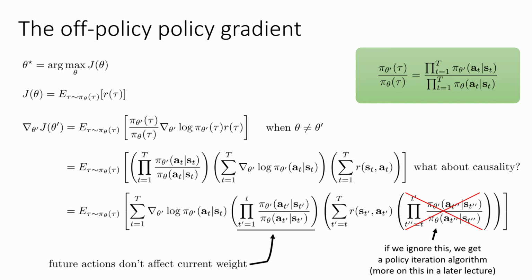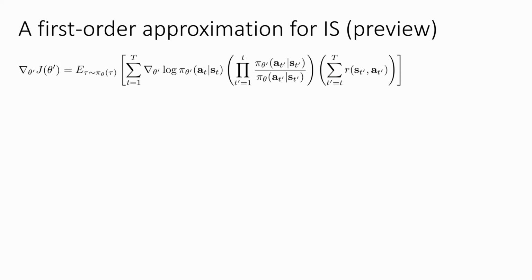But even after doing that, you're still left with this piece, and this is still a product of O of t numbers between 0 and 1. So we're still in trouble. Okay. So here is one somewhat hand-wavy thing we can do. It'll be hand-wavy today. It'll be less hand-wavy in the second half of the course.